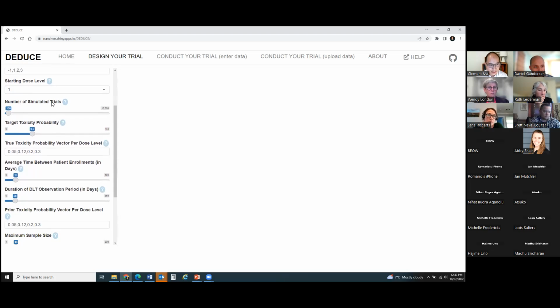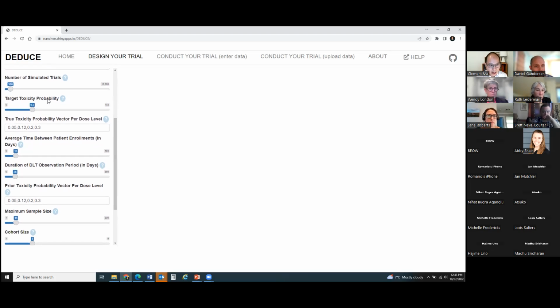Next, for the simulation. In order to calculate some of the operating characteristics of the trial, we perform statistical simulations to see on average how often we get the right answer. So the more simulated trials that you run for your scenario, the more accurate the result will be, but it will take more computational time. For the purposes of the presentation, I'm just going to set it to 300 simulation replicates here. But we would recommend that for your actual trial, you should run at least 1,000 simulated trials.